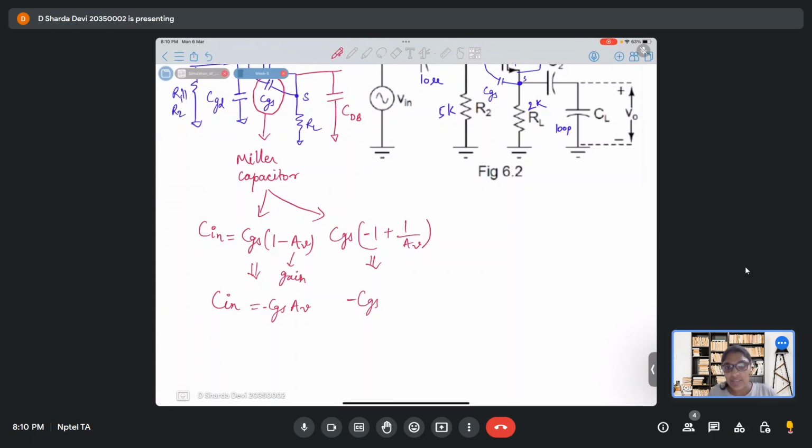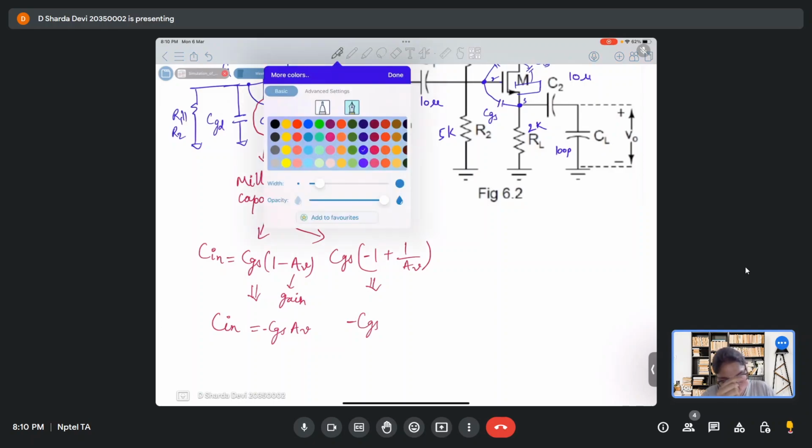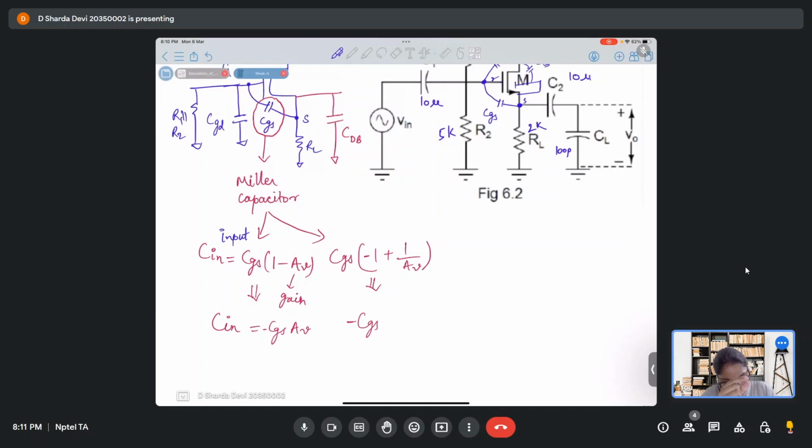Right? So now there is something very interesting that you can observe. This simple small capacitor CGS, when it is seen at the output side, this is for input and this is for output. When it is seen from the input side, it actually becomes gain times the capacitance, whereas when it is seen from the output side, it appears as that normal capacitance CGS.